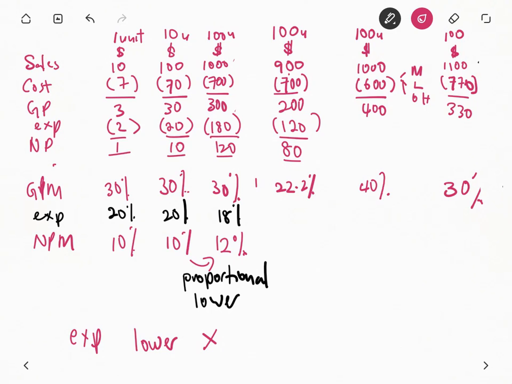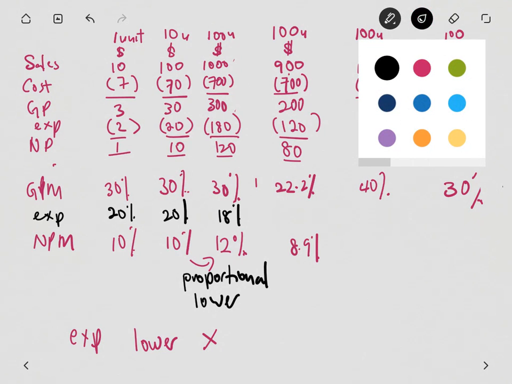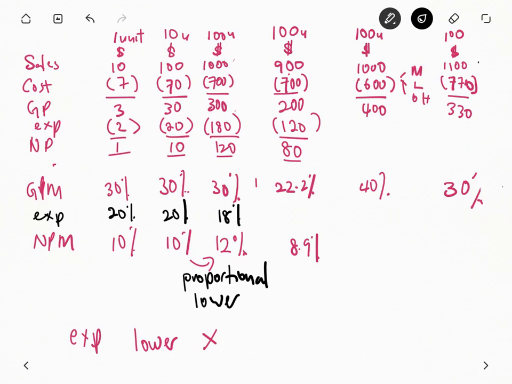80 divided by 900, 8.9%. So 12 becomes 8.9, or 10 becomes 8.9. Is it because expenses are higher? No, we don't mention expenses. We look at the proportion. So I do not know yet. So what is my proportion? 120 divided by 900 is 13%. Huh? Correct, 13%.